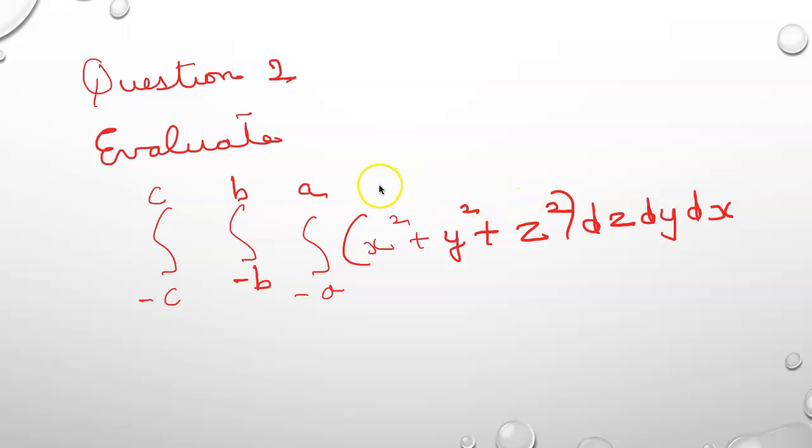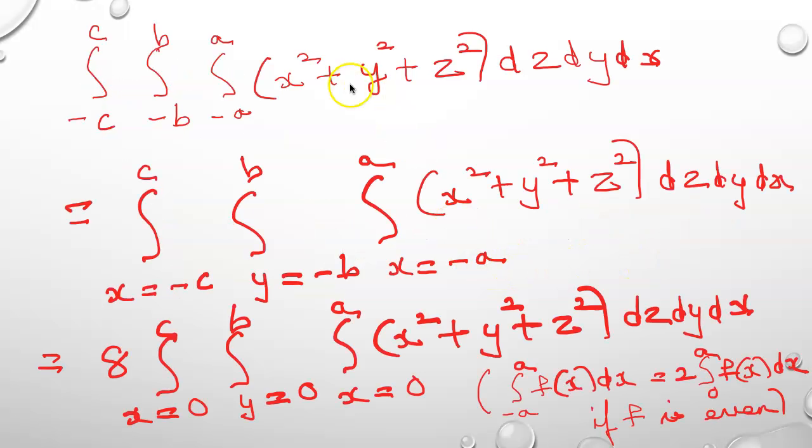Coming to question 2, evaluate integral minus c to c, integral minus b to b, integral minus a to a, x squared plus y squared plus z squared, dz, dy, dx. So this is the question. The outer limit is x, so x equal to minus c to c, y equal to minus b to b, z equal to minus a to a, x squared plus y squared plus z squared, dz, dy, dx.